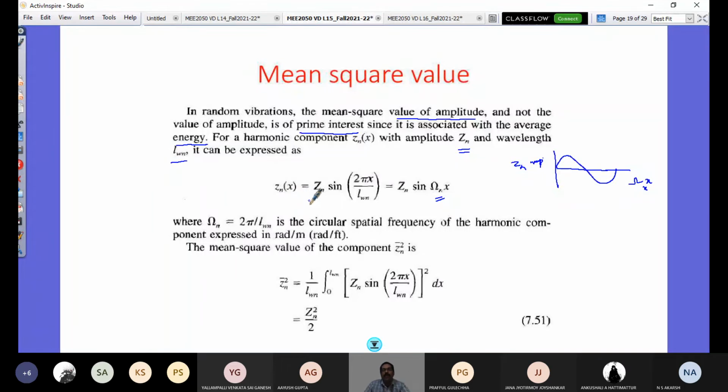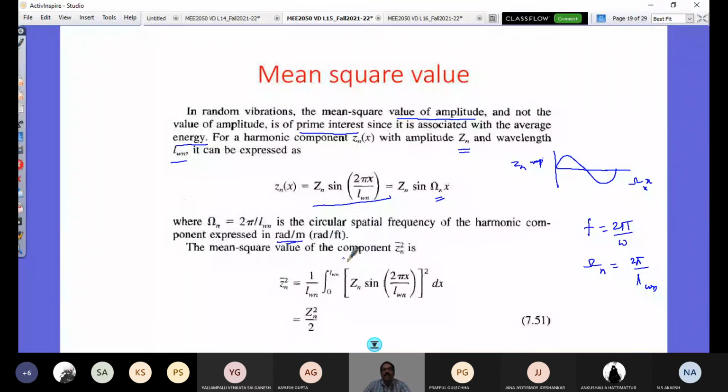So if I pick one arbitrary nth component, I can represent that again with the deterministic form of a harmonic function. I know here what omega x is, that is 2 pi by L omega n. Like temporal frequency is 2 pi by period, the spatial frequency would be 2 pi by wavelength L omega n, right? This is the circular spatial frequency of the harmonic component expressed in radians per meter. Look at radians per meter in SI units.